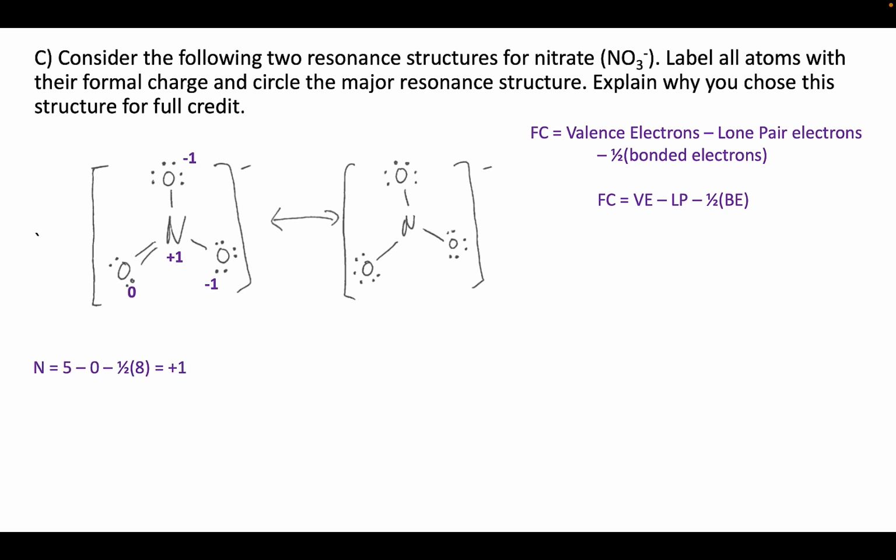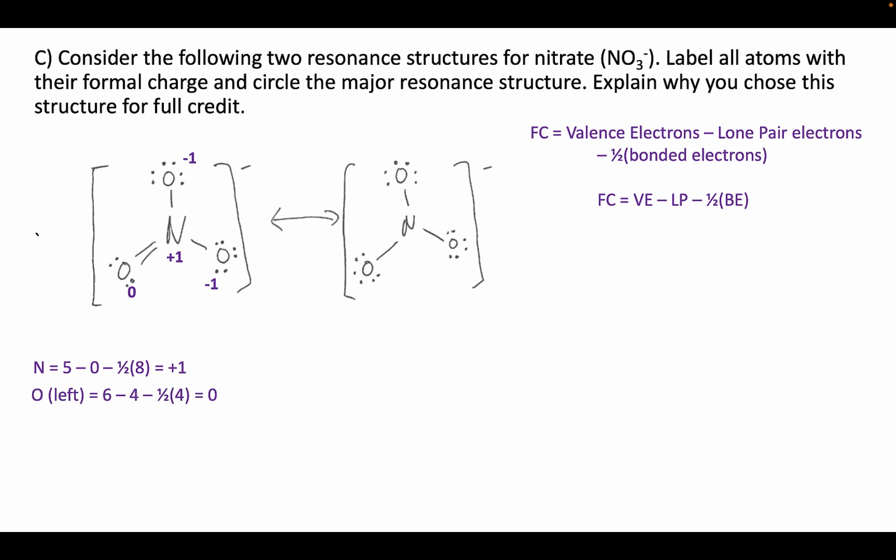And if we want to see how we calculate that, for the nitrogen, it's 5 valence electrons nitrogen arrives with, no lone pair electrons on the nitrogen, and it's got 8 bonded electrons based on the fact that it has 2 single bonds and 1 double bond for 8 electrons that are engaged in bonding with that nitrogen. This gives us a +1 formal charge for nitrogen.